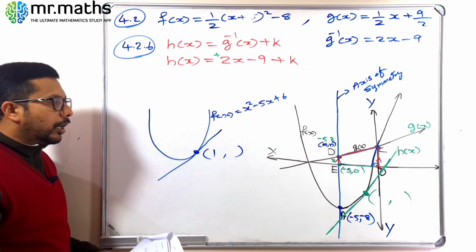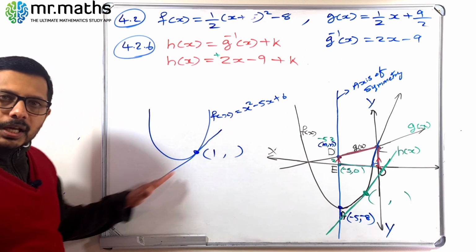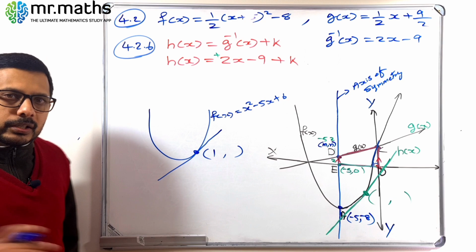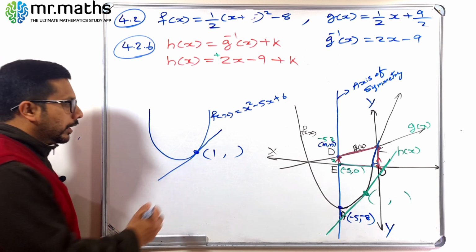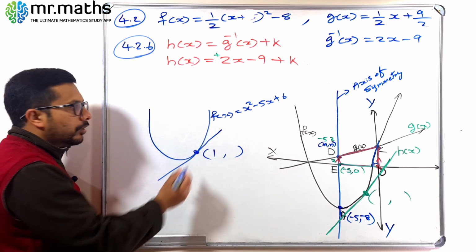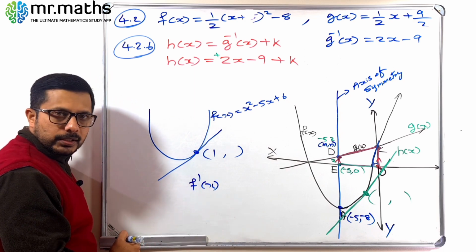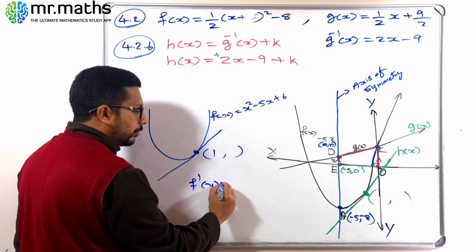Then how can I find the gradient of this tangent? In calculus, it's not a function, it's a calculus section. How did you find the gradient of this tangent? First you have to find the derivative of that f of x. Am I right? So what is the derivative?